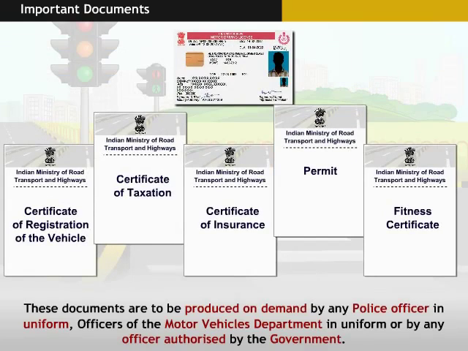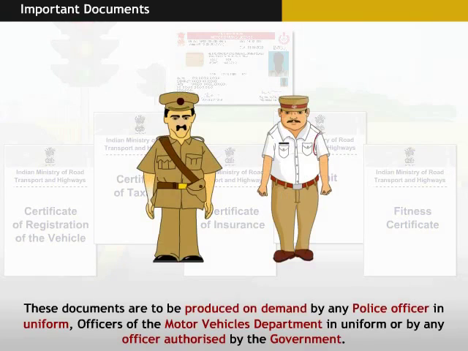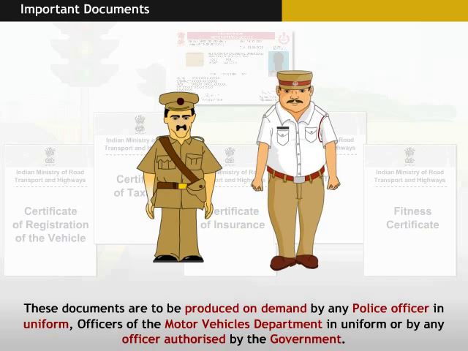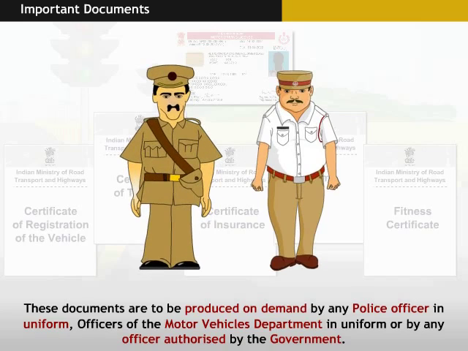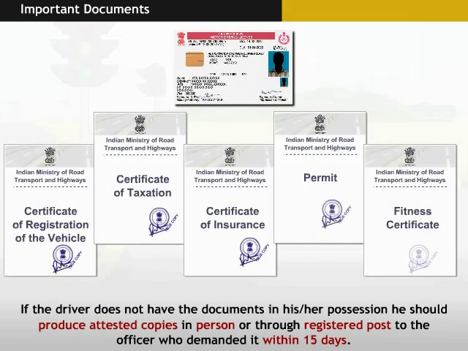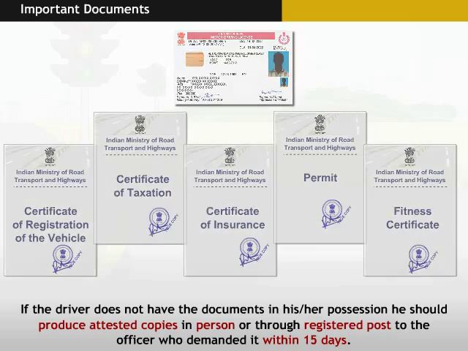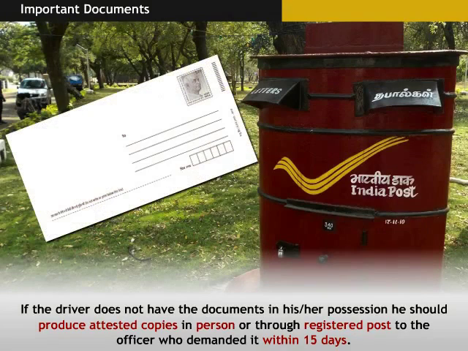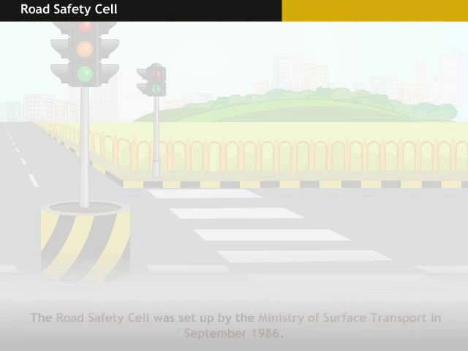These documents are to be produced on demand by any police officer in uniform, officers of the Motor Vehicles Department in uniform, or by any officer authorized by the government. If the driver does not have the documents in his or her possession, then he or she should produce attested copies in person or through registered post to the officer who demanded it within 15 days.